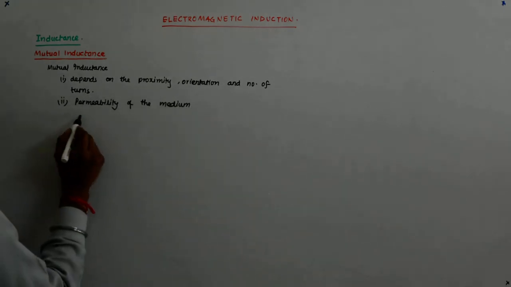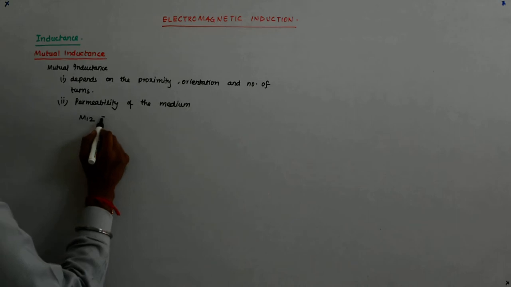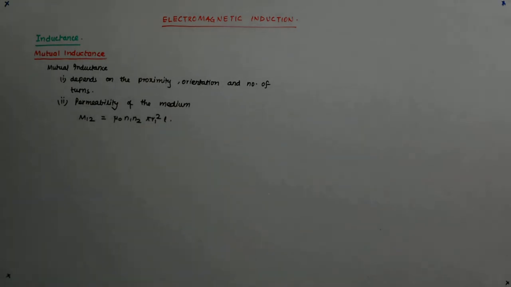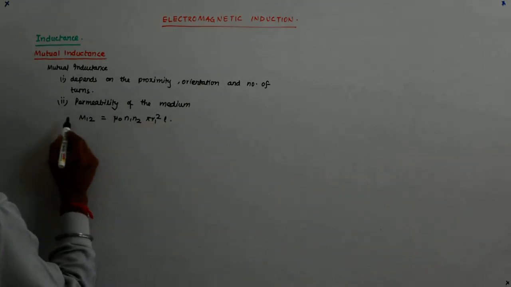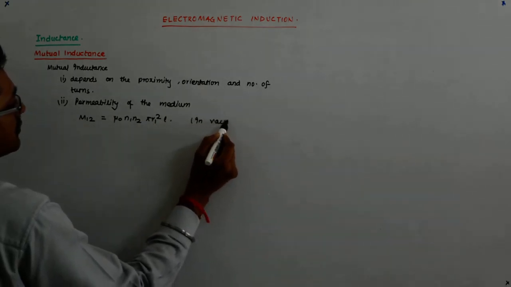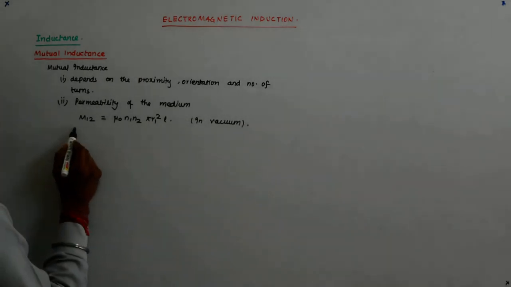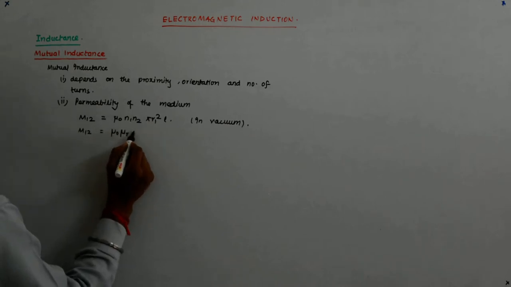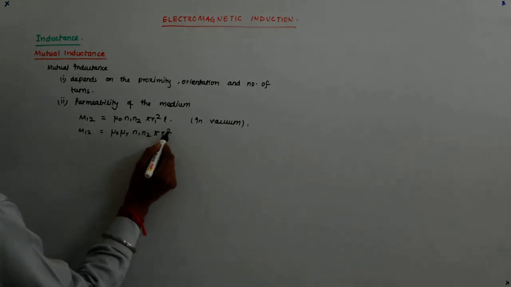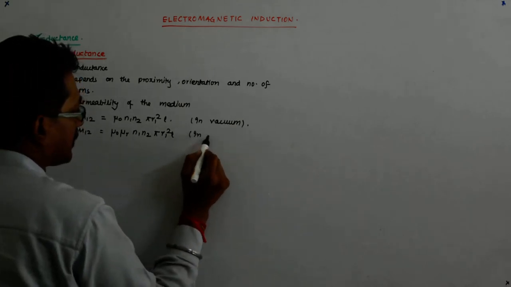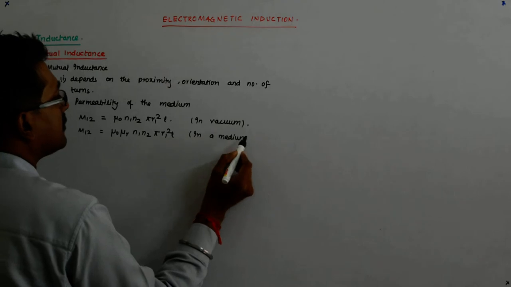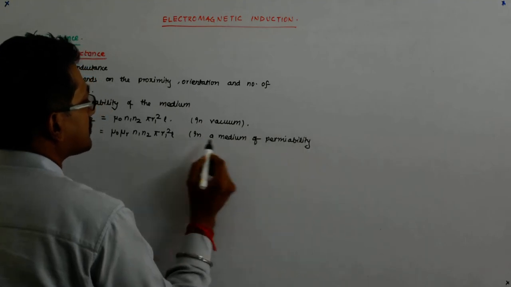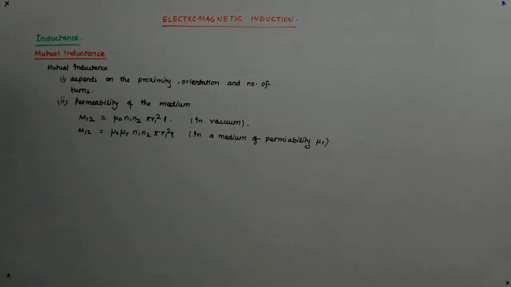Now if we saw it was in vacuum, this was happening, right? Mu naught N1, N2, pi r1 square L, correct? That is in vacuum. It would become mu naught mu r N1, N2, pi r1 square L in a medium of permeability mu r. We understand.